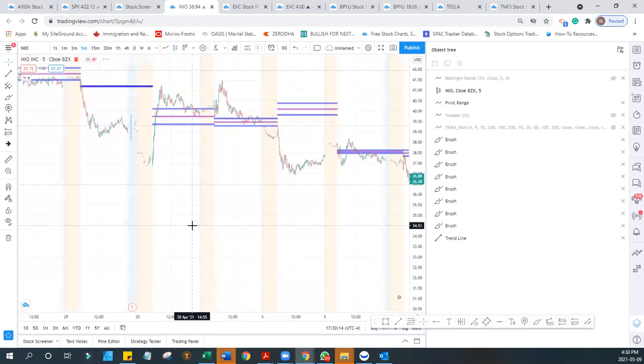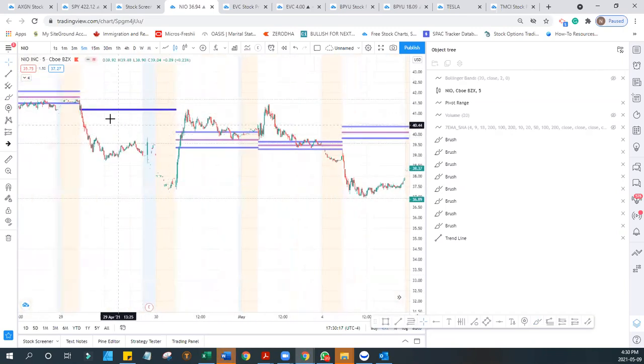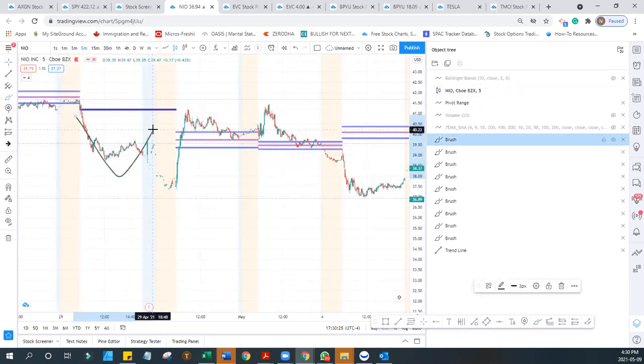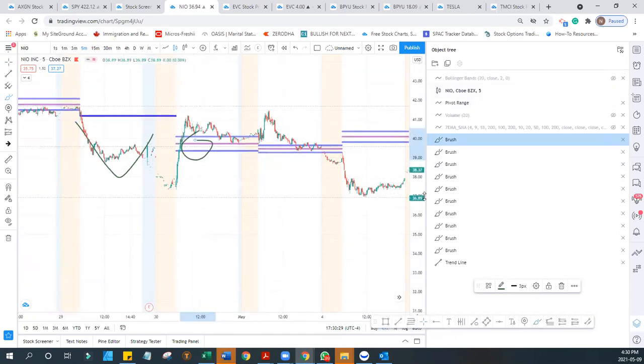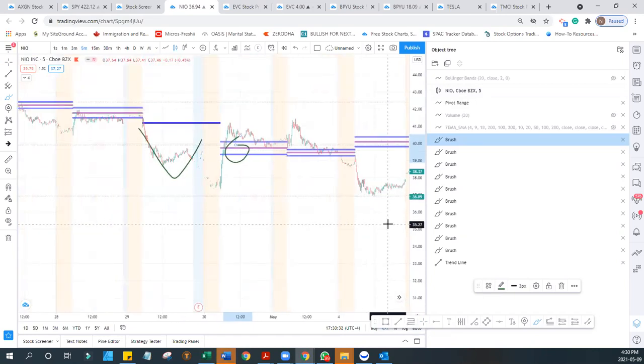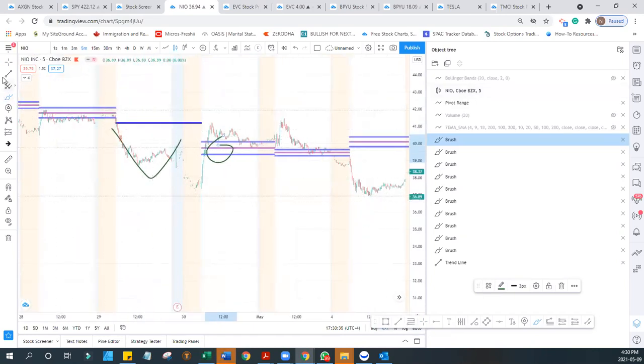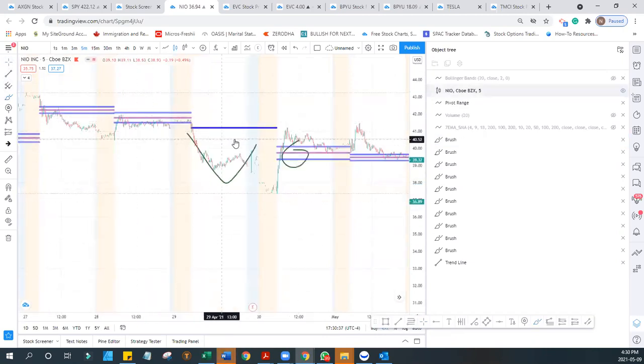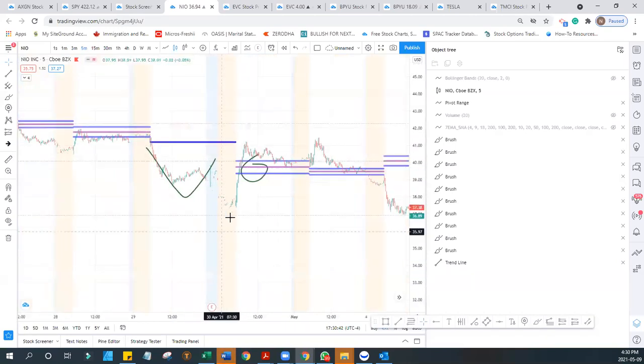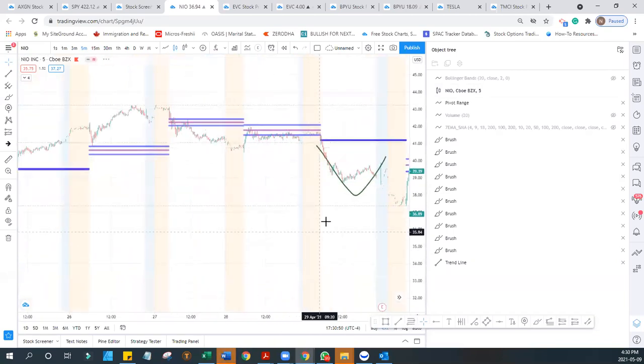Most of the time, when you have a narrow CPR like this, the price tends to go in one direction, either this direction or the other. Most of the time, like here it didn't work, but most of the time it goes in one direction. Whenever the price is range bound, the next day you will have a narrow CPR, and whenever the price is trending, you will have a wide CPR. You don't have to remember these things, but usually that's how the pattern works.